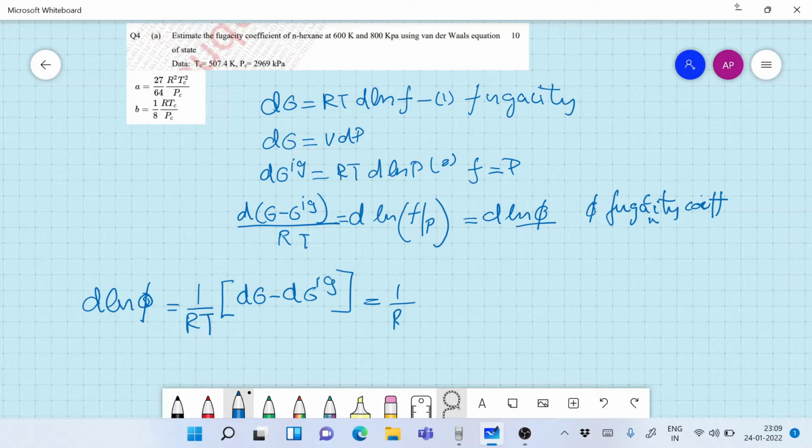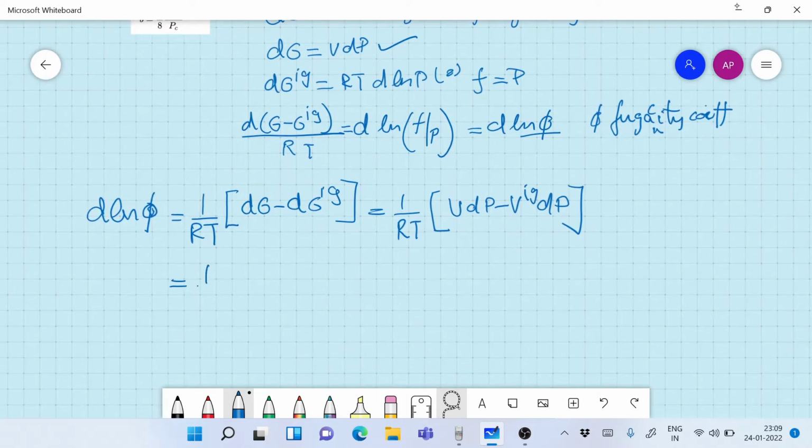That's simply 1 over RT V dP minus V ideal gas dP. Take a note of this equation. Okay, so what we have now is 1 over RT V minus V ideal gas dP. Well, this is a compact equation, of course, but this compact equation is something that can't be of much use to us. We have to modify the last equation.